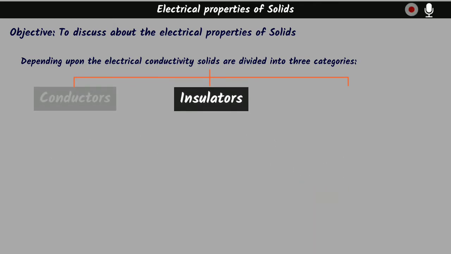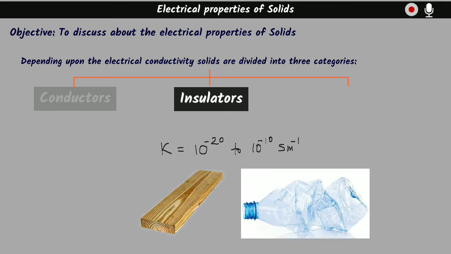An insulator can be defined as the solids or substances which can exhibit a specific conductance value in the range between 10 to the power minus 20 to 10 to the power minus 10 ohm inverse per meter. Those types of solids are known as insulators. Examples of these insulators are woods, plastics, etc.